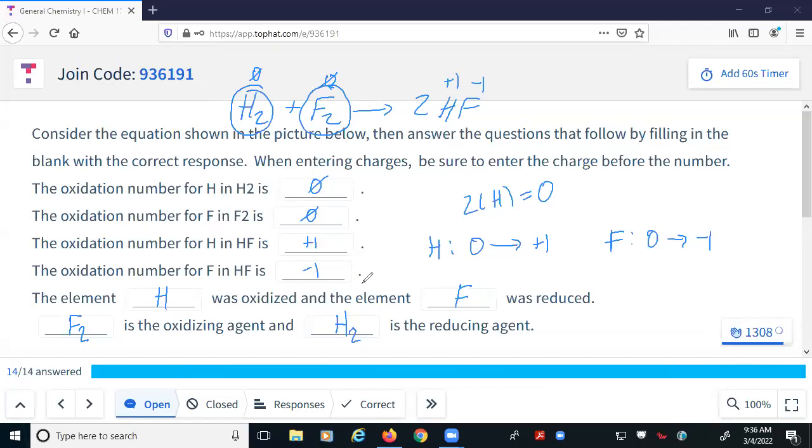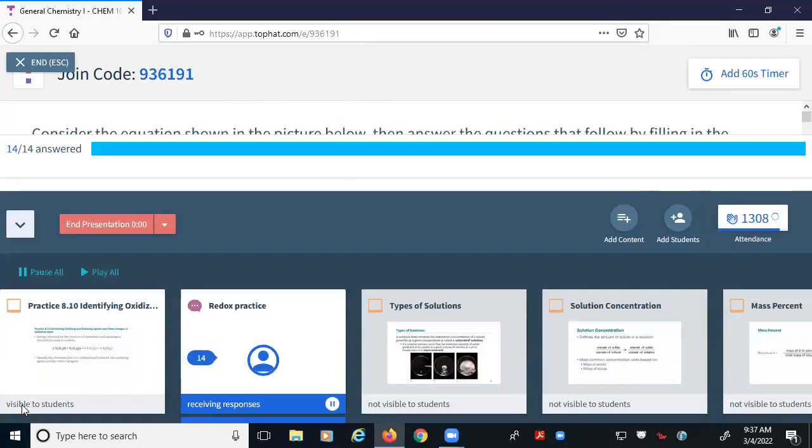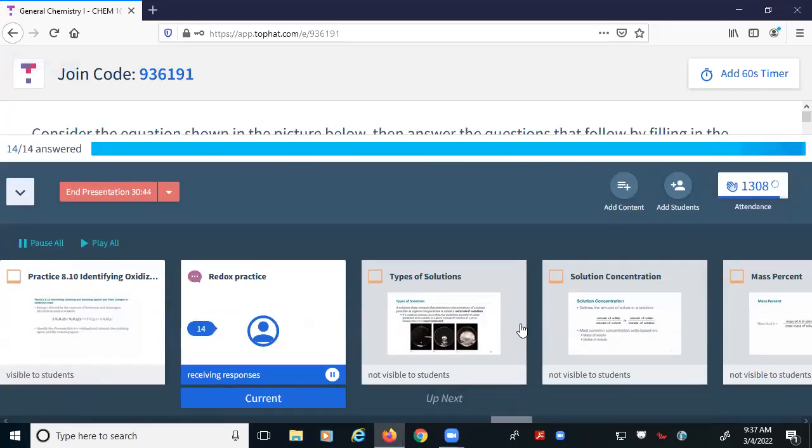Remember, it's the full reactant that is the oxidizing agent. It is the full reactant that is the reducing agent, not just the element that changes. All right, any questions before we put redox away?